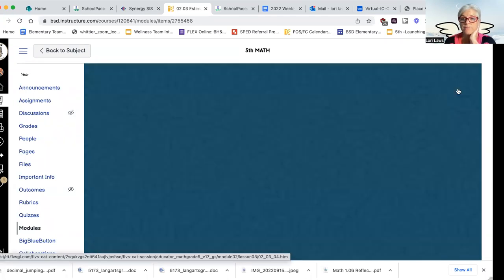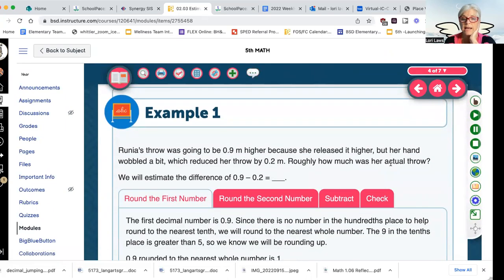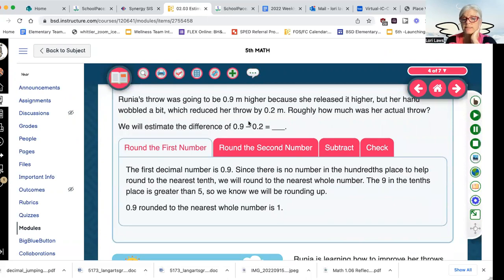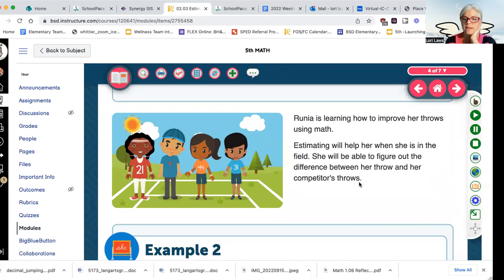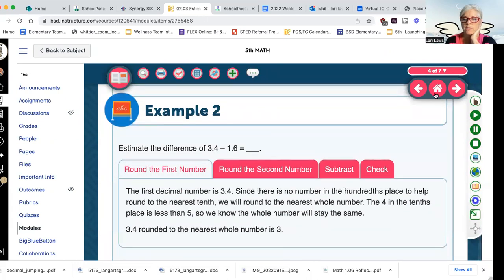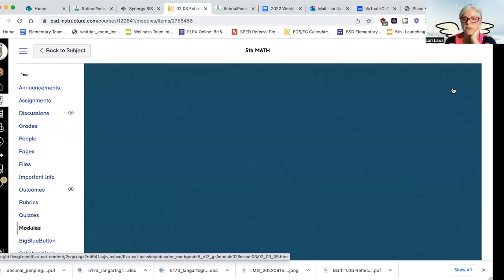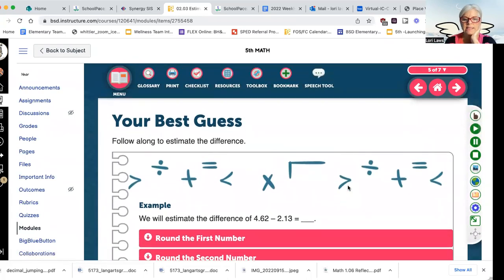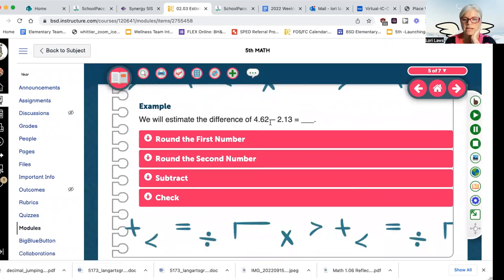That's page 3. Page 4, create an estimate. Round the first number, round the second number. It's the same, only this time we're subtracting, okay? So the same thing, learning to improve her throws, looking at the difference between her better one and her worse one. So again, your best guess, follow along to estimate the difference. You're going to estimate the difference of these 2 numbers. They're going to have you round the first number, round the second number, subtract and check.